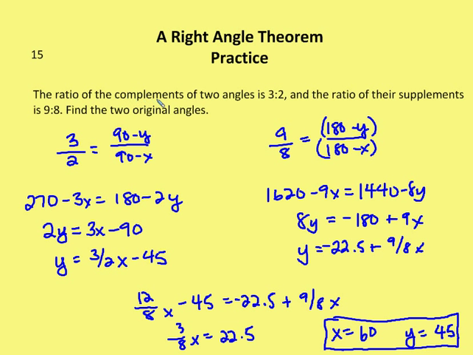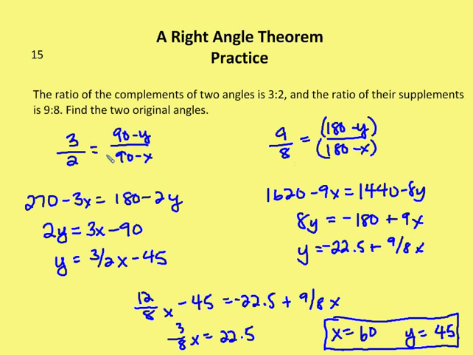Okay, so the ratio of the complements of two angles, so remember, the complement of an angle is going to be 90 minus x, or 90 minus some variable. So we'll say the first angle is going to be 90 minus y, and the second angle is going to be 90 minus x. And they're in the ratio of 3 to 2. So I set up my equation. 3 over 2 is equal to 90 minus y over 90 minus x. And my second equation, the ratio of their supplements, 180 minus y over 180 minus x, is in the relation of 9 to 8.